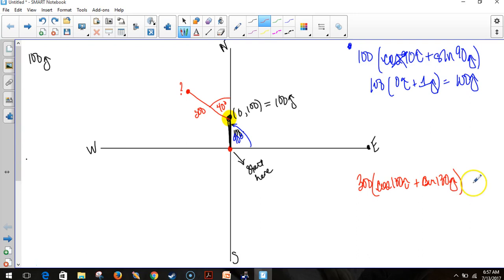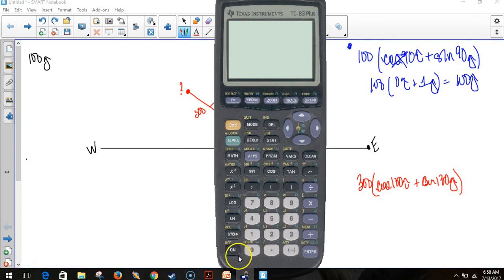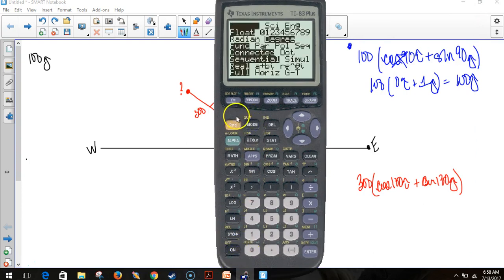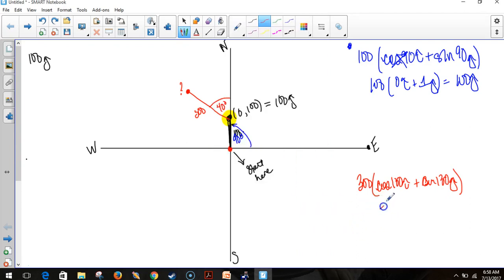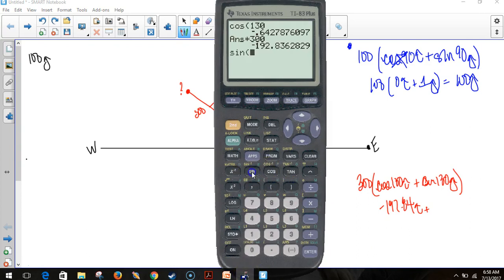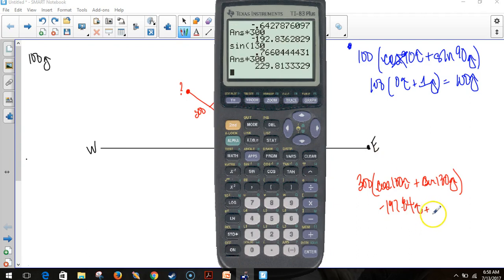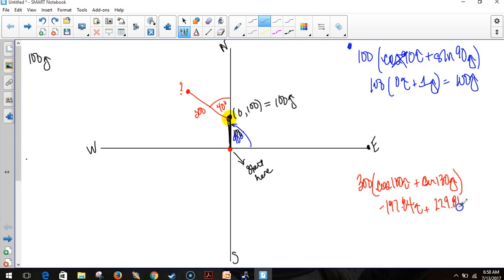And these aren't going to be on the unit circle, so you're going to have to use your calculator to do some estimation. Make sure it's in degrees. The cosine of 130 is about that, so times 300 is about negative 192.84 i hat plus sine of 130 times 300, 229.81. But that is if I would have opened up from here.